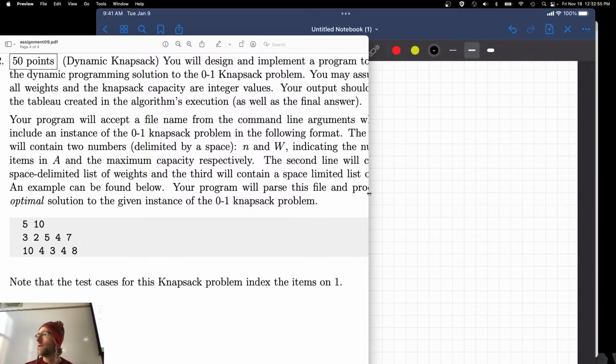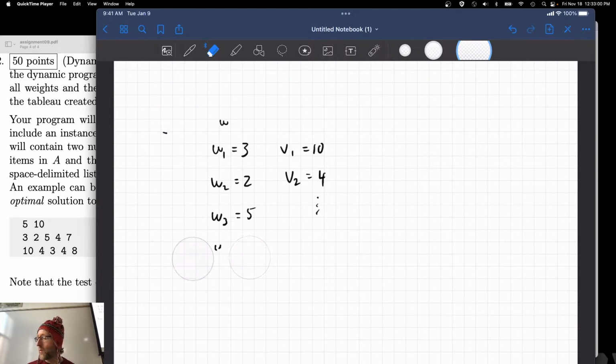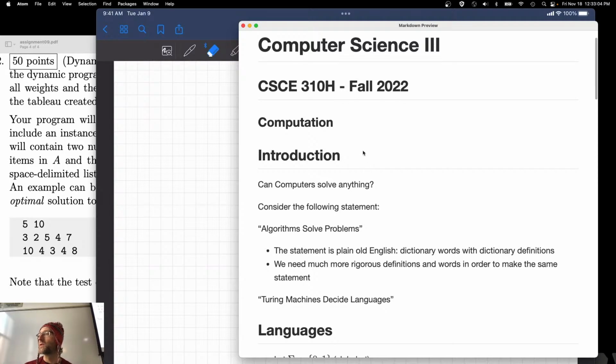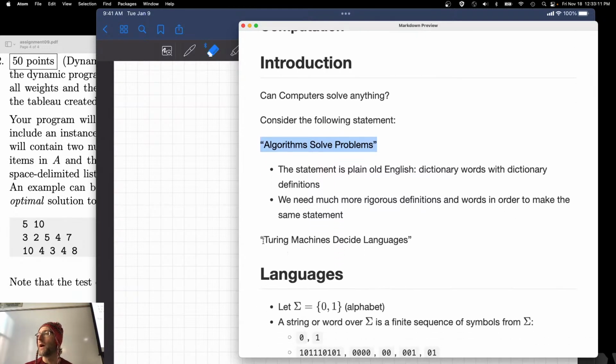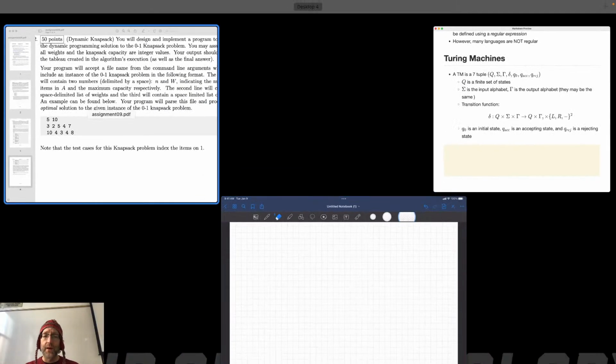Okay, all right, so today we're going to finish up with the Church-Turing thesis. Remember that we started all this with the statement: can algorithms solve any problem? And to do that, we needed a language to express it. Turing machines decide languages. We covered what languages are, and we've now covered what Turing machines are. So what does it mean for a Turing machine to decide a language? That's a very simple definition.